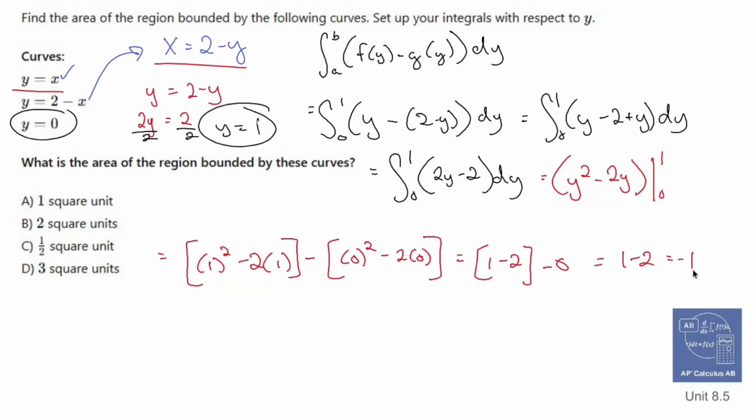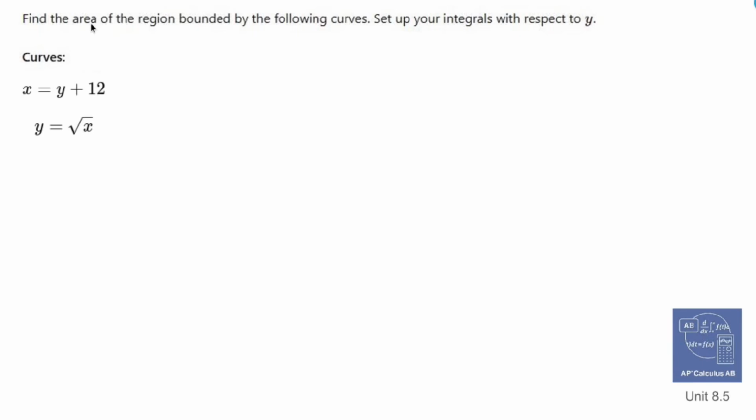Now again, I was worried that this would happen. I guessed wrong by choosing y as f of y. No big deal. All we have to do is flip-flop it, and we get 1. And so the answer is A, 1 square unit. Baby.